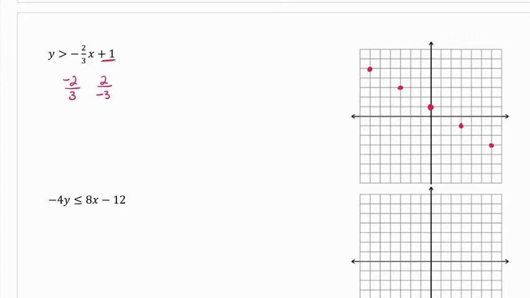Right? Okay, before I draw my line, do I want to do dotted or solid? If it's just a greater than symbol, that's going to be a dotted line, or dashed, however you want to call it.